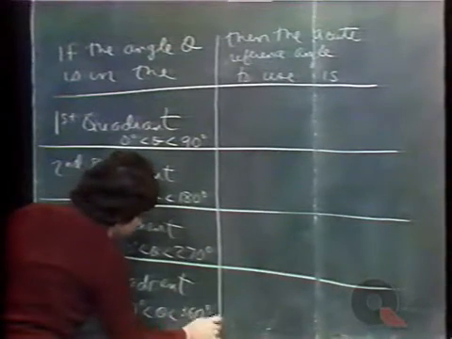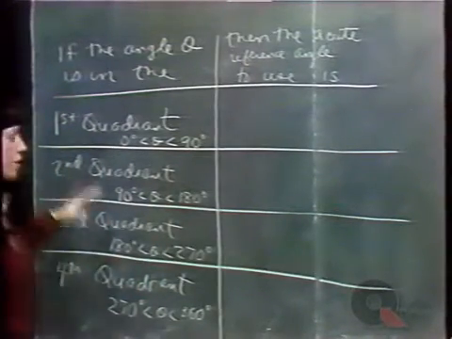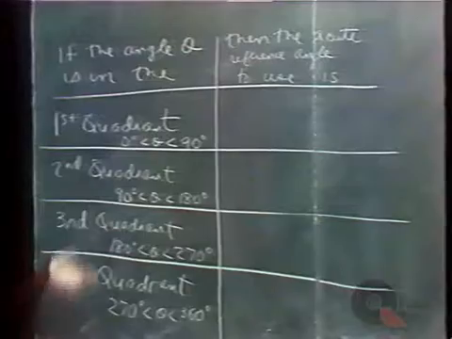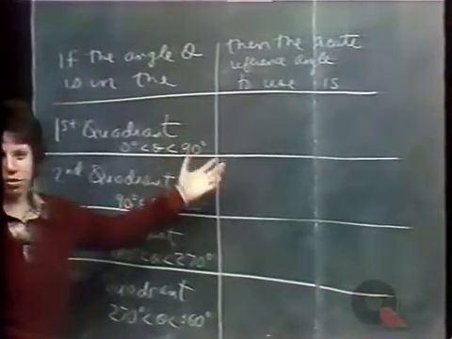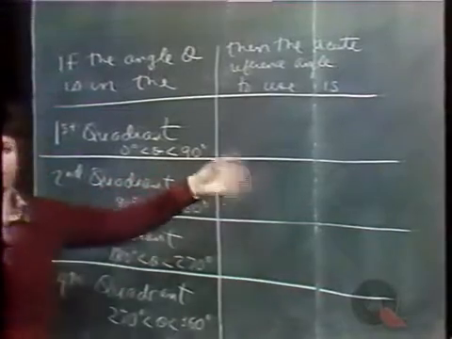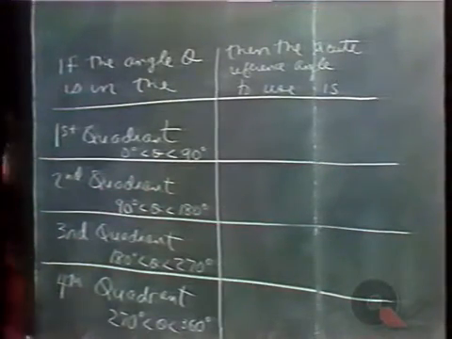Now, I'm going to concentrate on degree measure in this videotape, although it's a very simple matter to change any of these to radian measure. You would just multiply by pi over 180 degrees. For example, 90 degrees corresponds to an angle whose radian measure is pi over 2 radians.